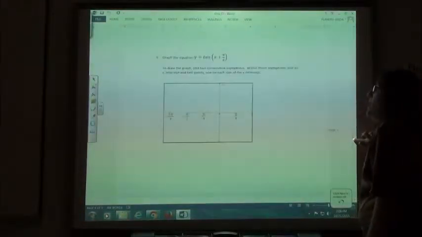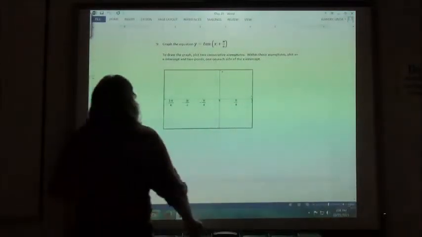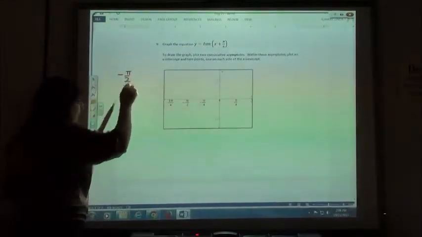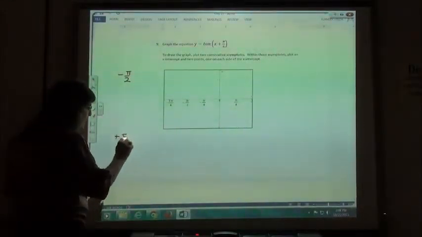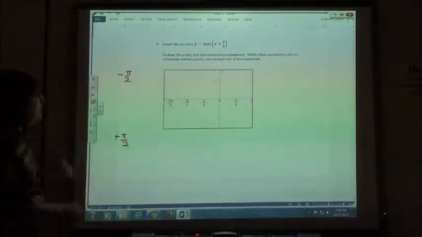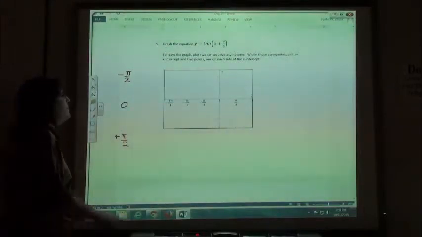So number 9, we are graphing y equals the tangent of x plus pi over 6. Normal tangent graph starts at negative pi over 2, ends at positive pi over 2. Has a period of 1 pi. Halfway between is going to be the 0. 0, 0 is going to be the middle of my graph.